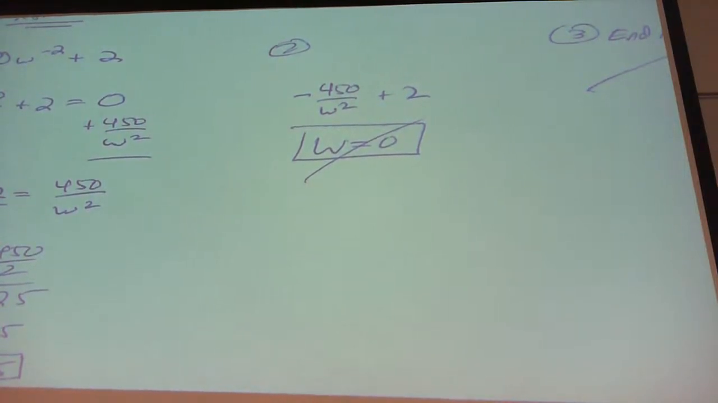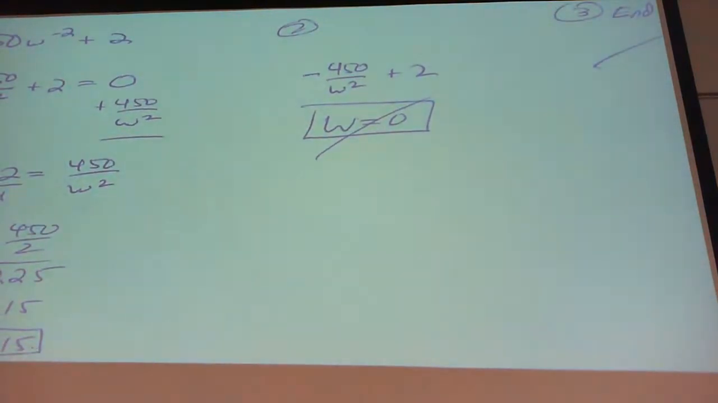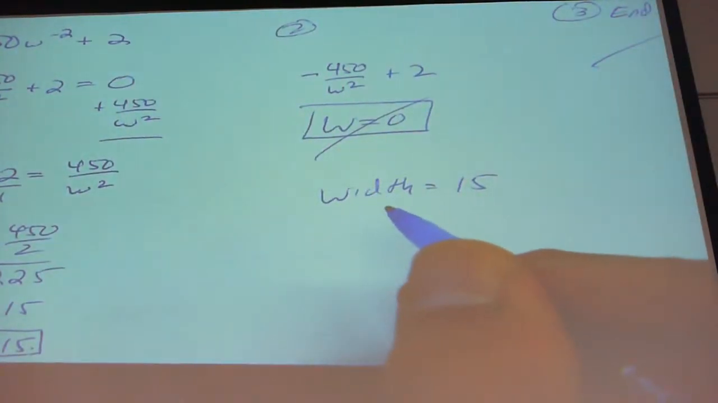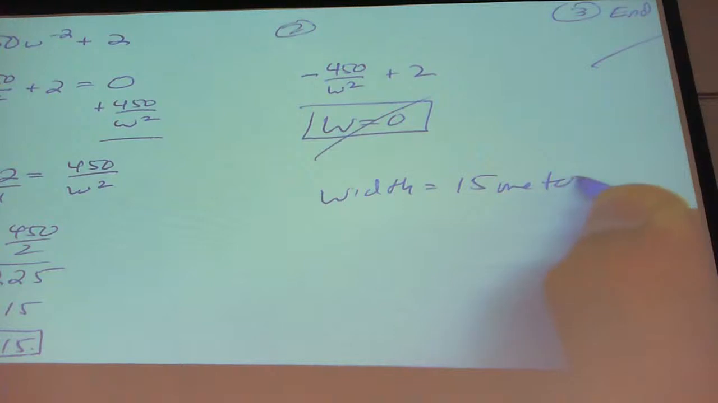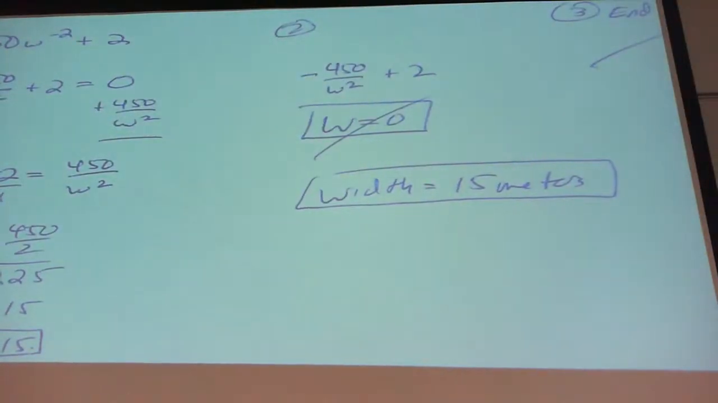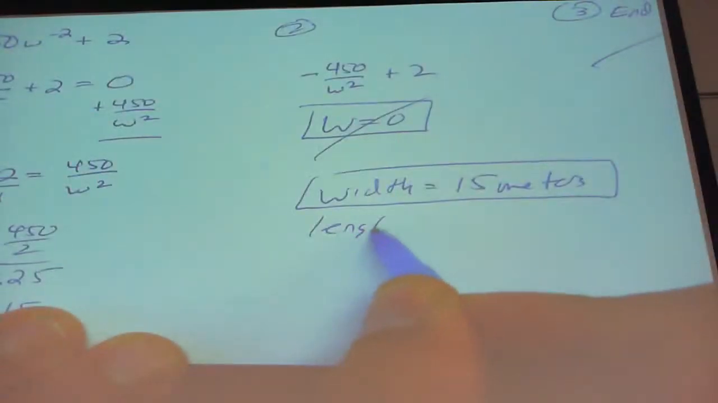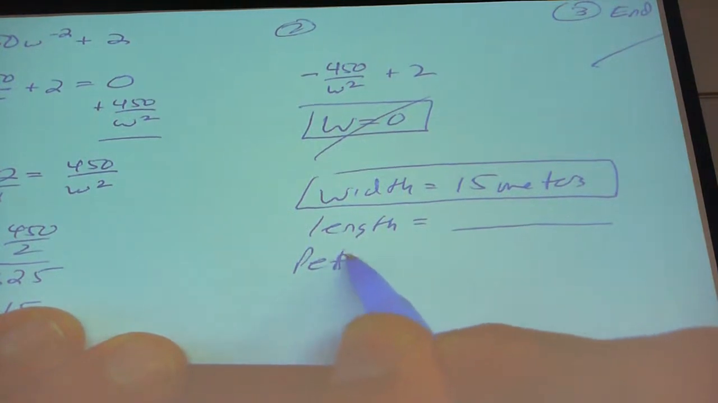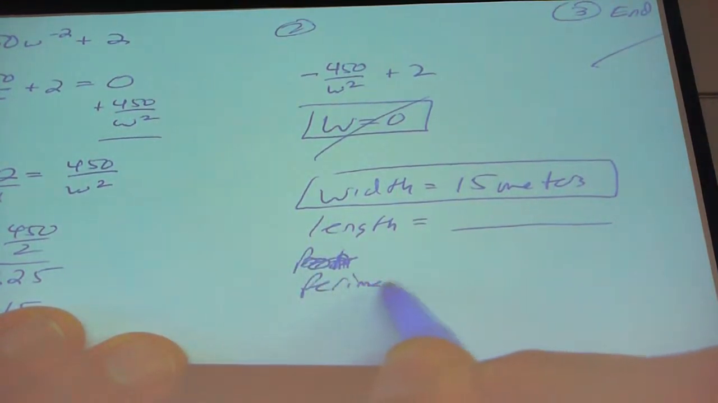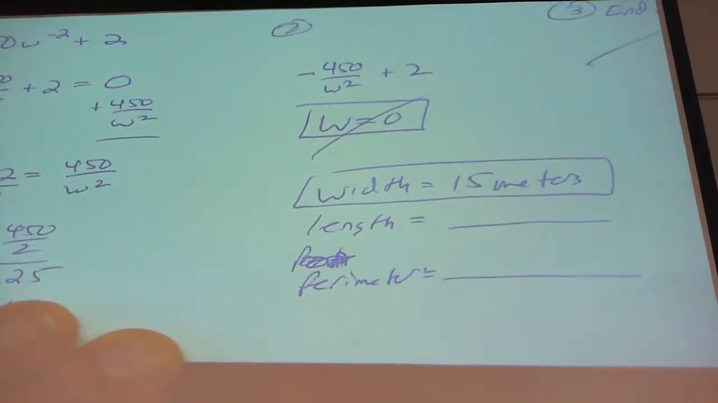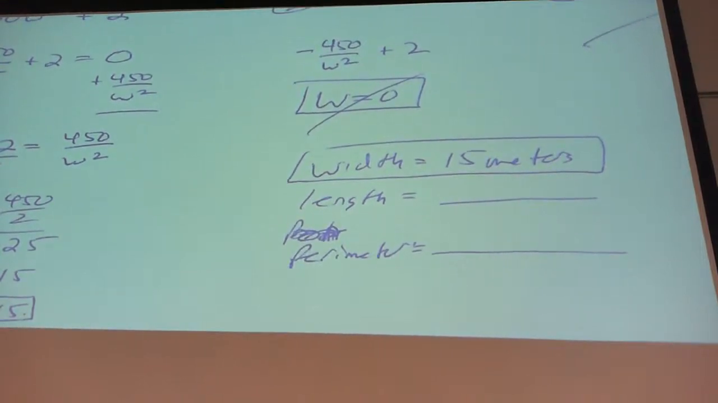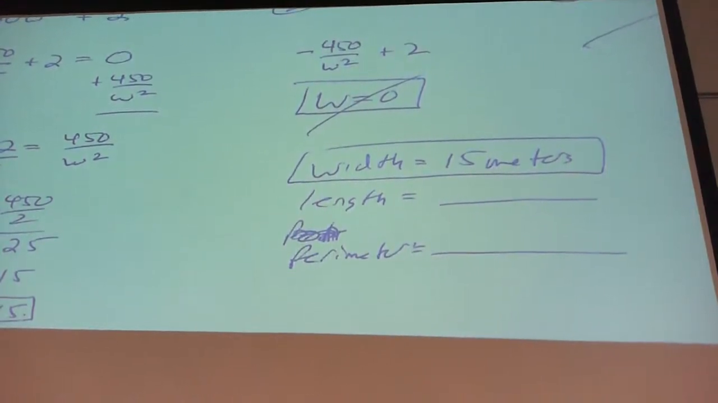So after all this work, what did we find the width to be? 15. Is this in feet? This is meters. There's your answer. Now your job is to find length and to find perimeter. We did the work to find the 15, like the work we've been doing. Now your job is to find the length, and once you have the width and length, you can find the perimeter.